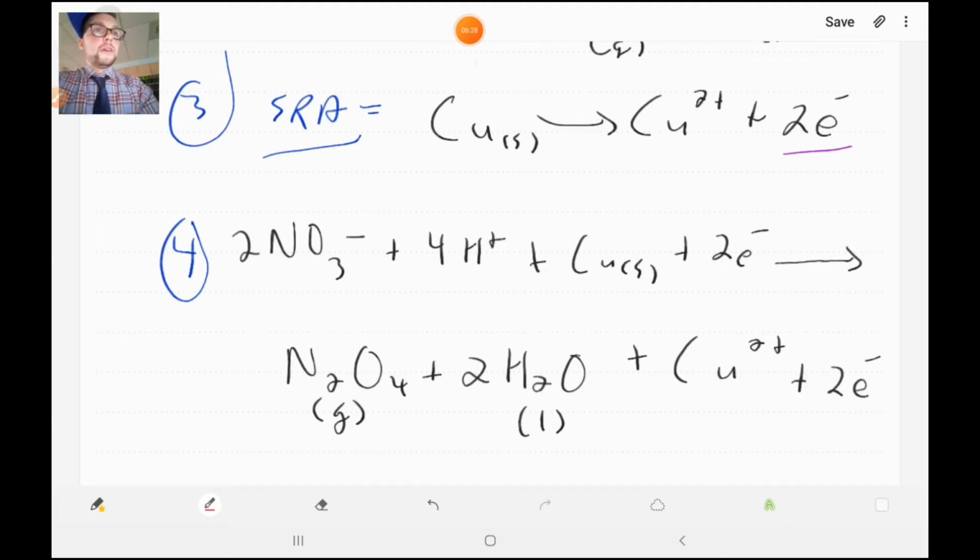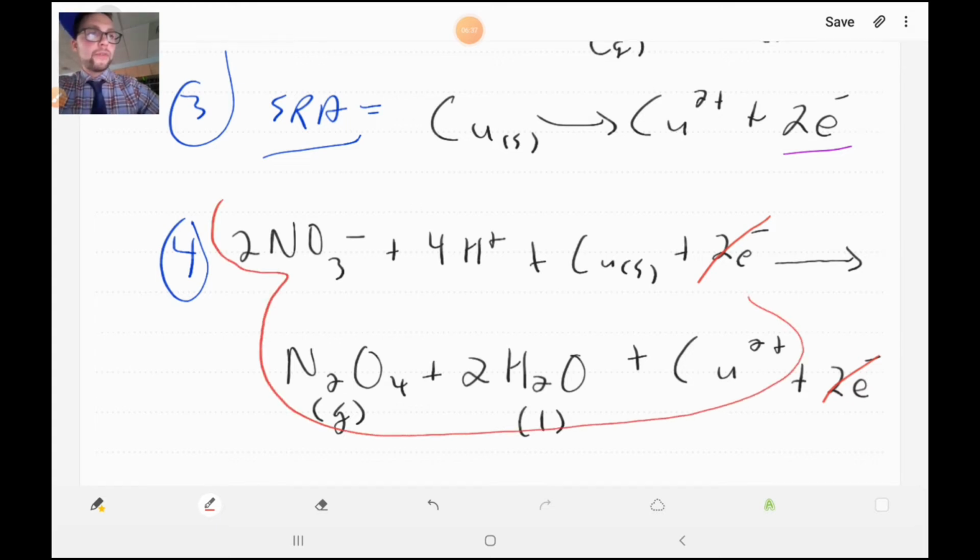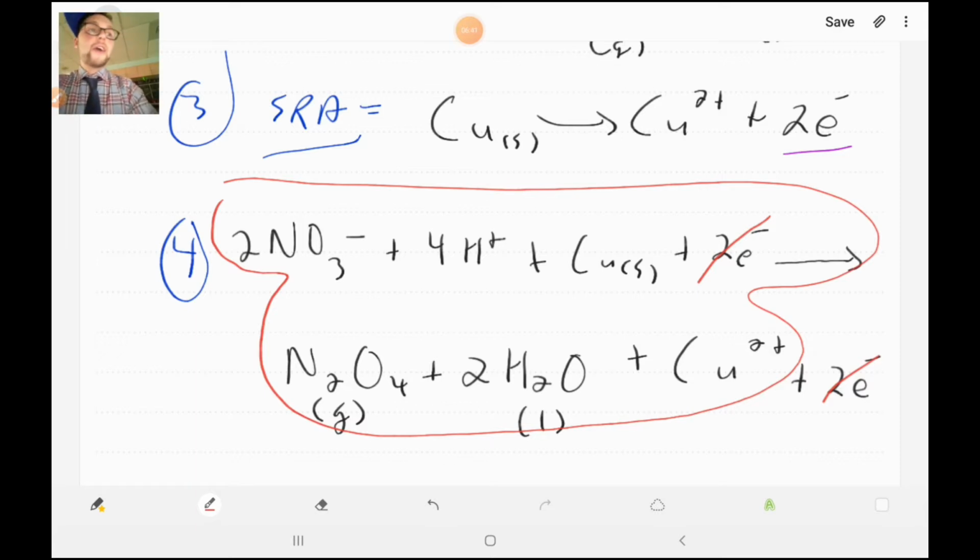And so, of course, the like terms are going to be the electrons. Otherwise, everything else should stay. And so here is our final redox reaction. Now, the most important part is the SOA. So we check whether the SOA is above the SRA, the copper solid. If it is, we'll have a spontaneous reaction. If it's not, we won't. Let's check our table and see.